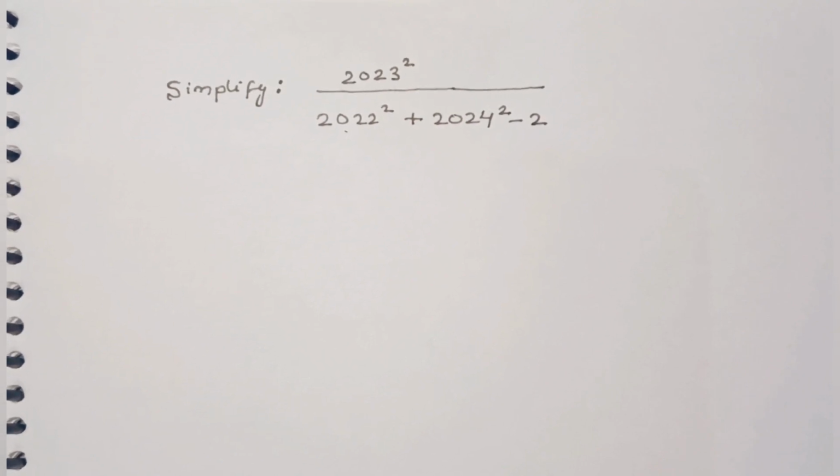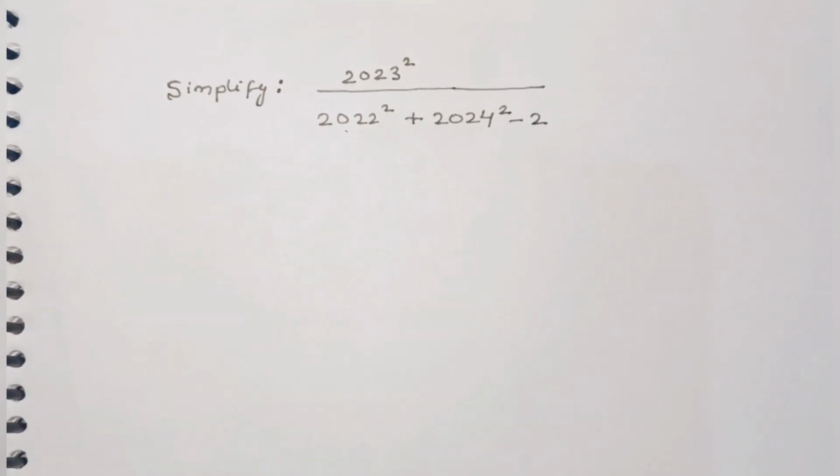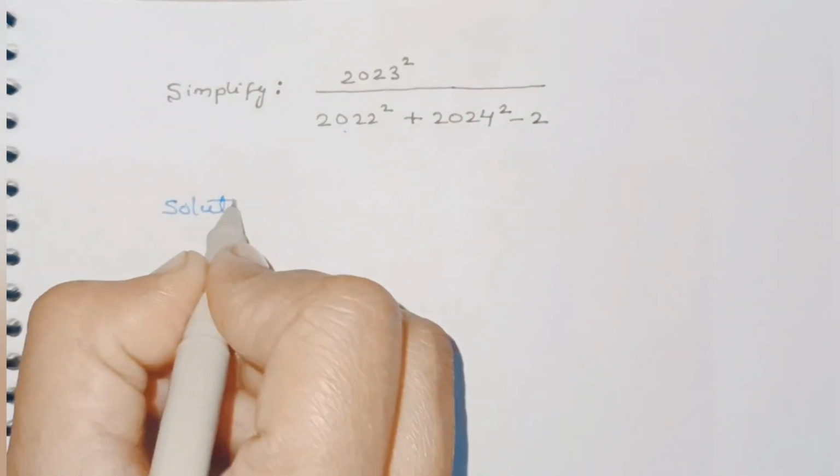In today's video, we are going to solve an amazing arithmetic maths problem, that is 2023 square upon 2022 square plus 2024 square minus 2. Now come to the solution.